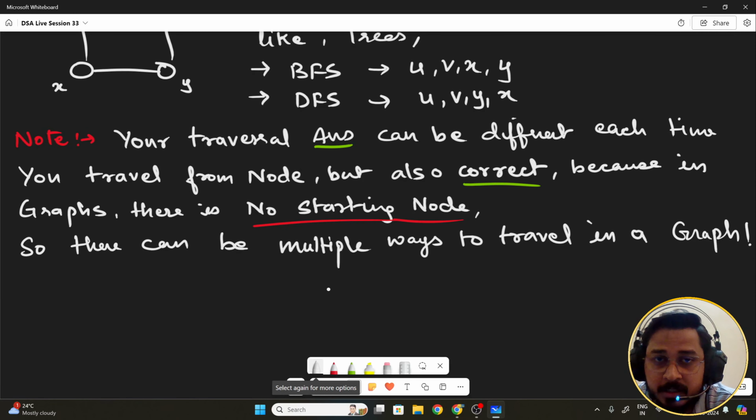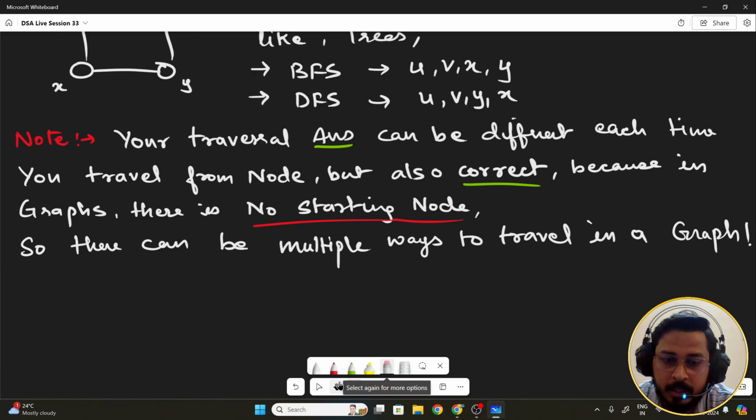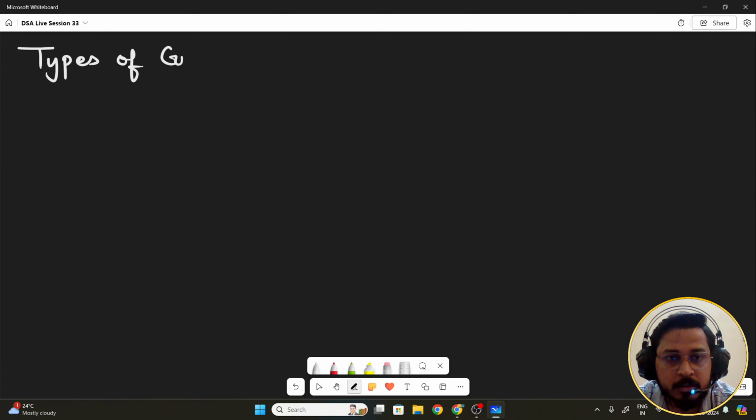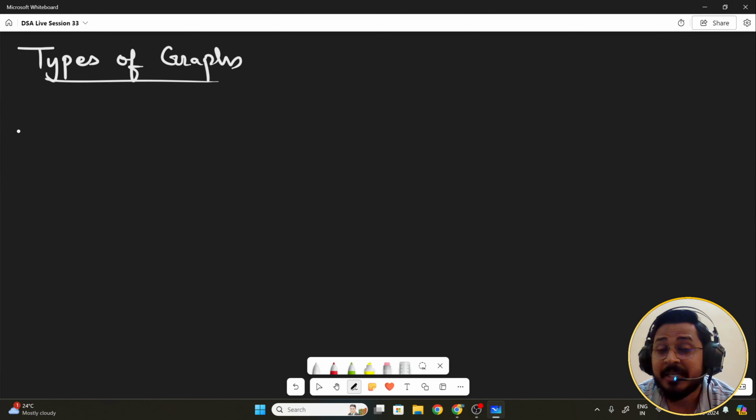So there can be different traversal techniques as well. No worries. Both BFS and DFS we will study in the future. Let's move on and understand more about it. So guys, when we are talking about types of graphs, there are many types. We're going to talk about some graphs.